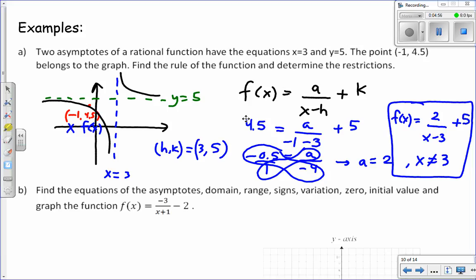Okay, for the second question, I want you to find the equation of the asymptote, the domain, the range, signs, variation, zero, initial value, and graph the function. What I'm going to ask you to do is try it, bring it to class, and that's the first thing we're going to correct together on Friday morning. Have fun!